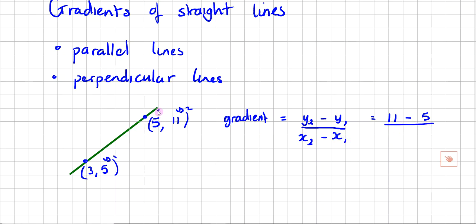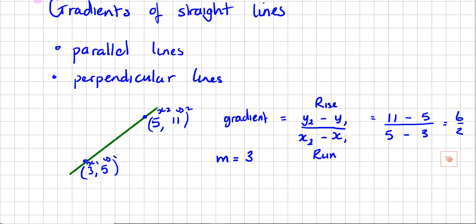Okay, so this is x2 and this is x1. So that's 5 subtract 3. Okay, and we get the answer 6 over 2. So the gradient m equals 3. So that's the gradient of that one. Just so you remember, y2 minus y1 is the change in y. Do you remember it being called the rise? And this would be the run. Rise divided by run.